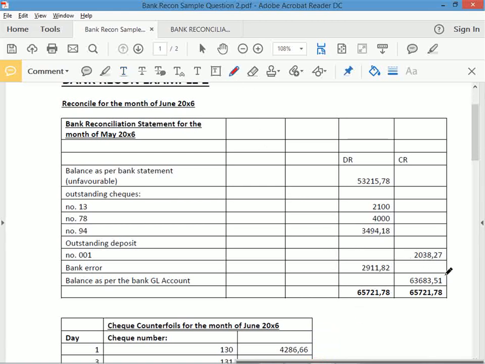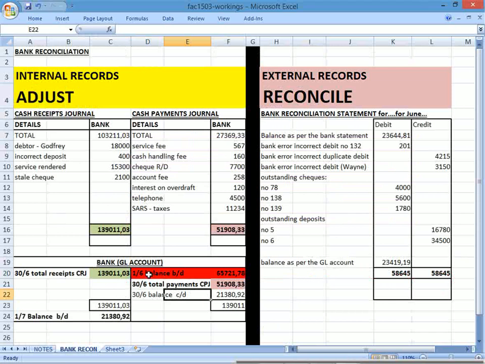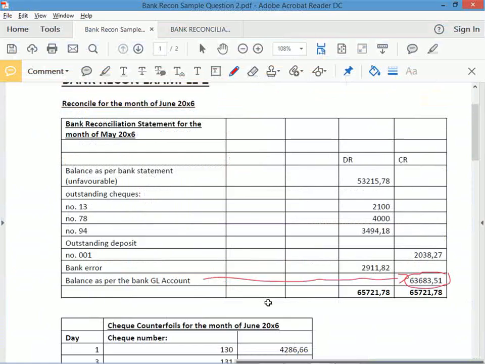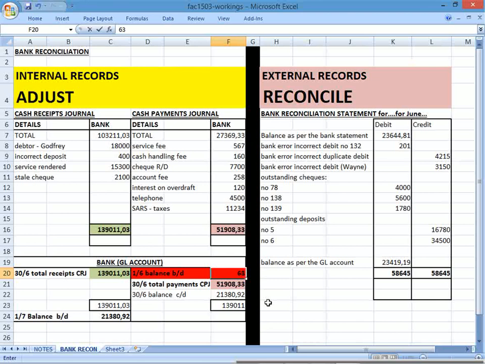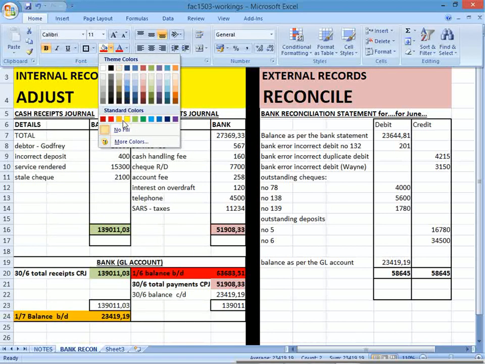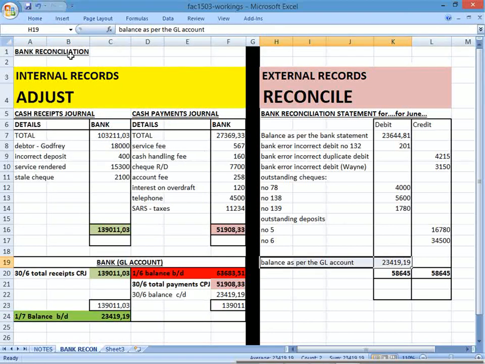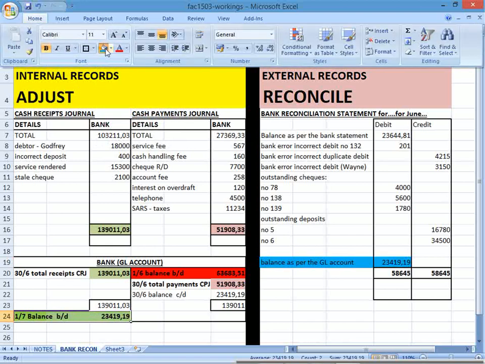Okay, this was 63683.51. Okay, balance as per the general ledger. Right, so in my question, I need to change that. 63683.51, just read it out. Okay, and then you should see that. Okay, so now this should balance with that. Okay, then you know you've done the Bank Recon correct.